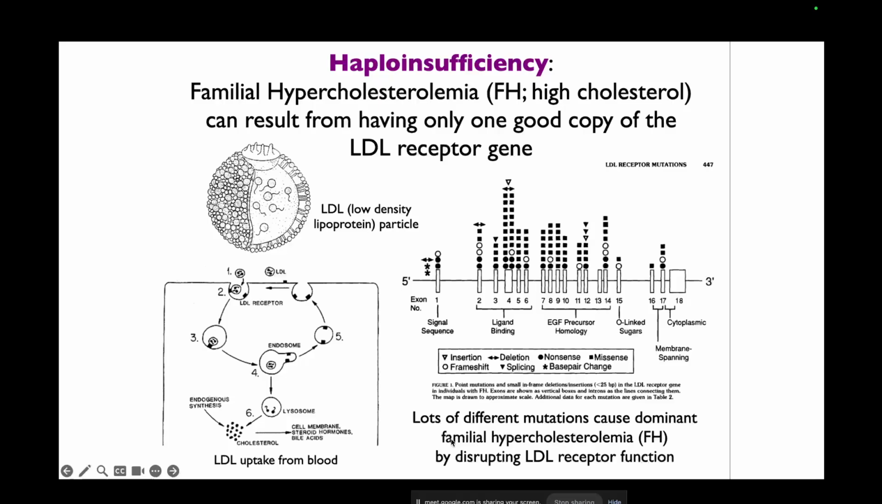So lots of different mutations cause dominant familial hypercholesterolemia by disrupting the LDL receptor function. This is the whole exonic structure of the LDLR gene, and you can have a lot of types of variations. The variations are given by these legends. So you have frame shift, and so on. There are a lot of variations that can happen in different exons of the protein. These are different exon numbers, and these are different functions of these exons, and it can get affected anywhere. This causes haploinsufficiency, which is familial hypercholesterolemia. Okay.